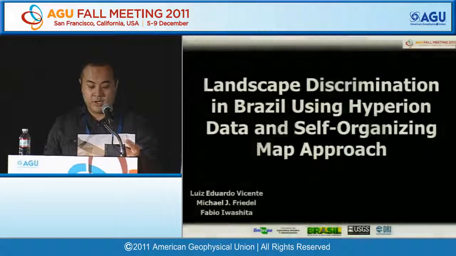Next speaker is Eduardo Vicente. It's a landscape discrimination in Brazil using Hyperion data and a self-organizing maps approach.